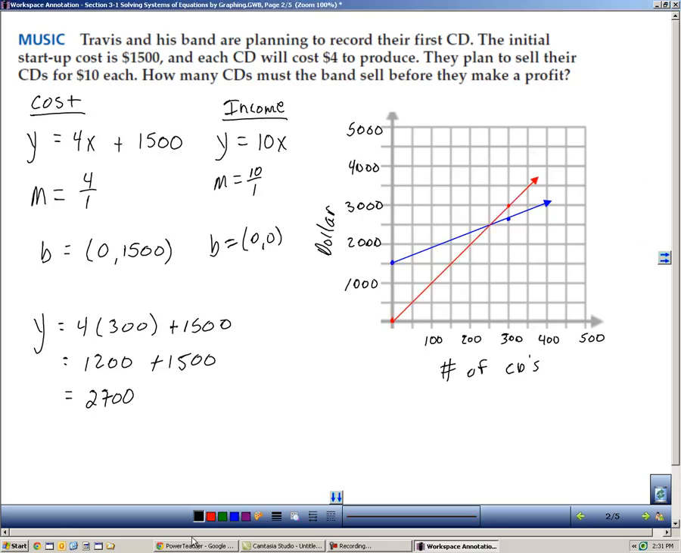So if you do the graph well enough, you should notice that they cross right here. And that looks like about 250 CDs, and then $2,500. So it appears as if the break-even point is this spot here. That means any more than 250 CDs sold, and they're going to make a profit, because the profit line actually goes up steeper than the cost line. So at this point, they'll start making money.